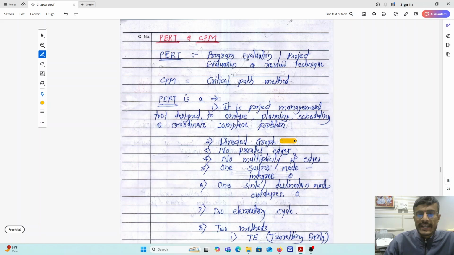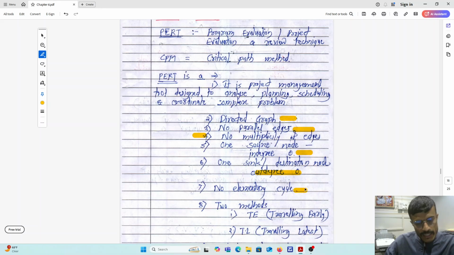It should be a directed graph, with no parallel edges, no multiplicity of edges, meaning there should not be more than one edge between two adjacent nodes. One source node with in-degree 0, which is also called a source node. One sink node or destination node with out-degree 0. No elementary cycle, meaning there should not be a cycle on a specific node.